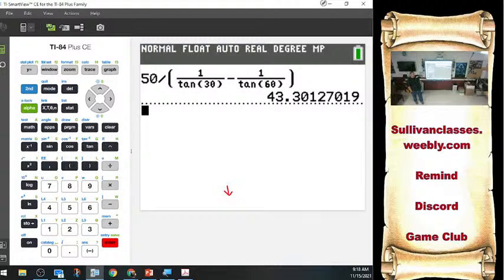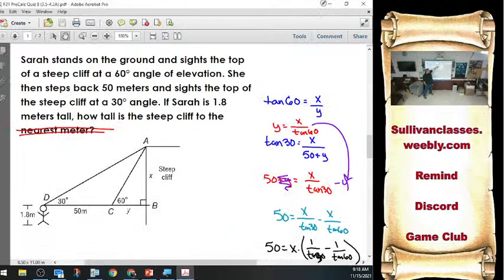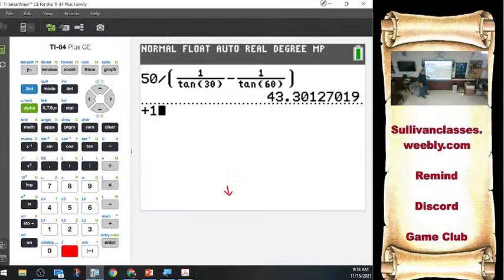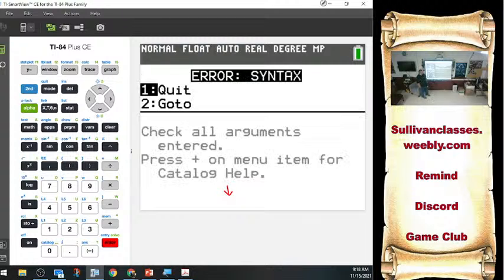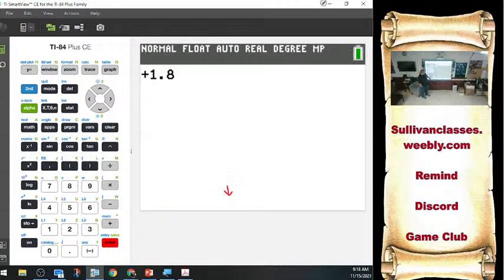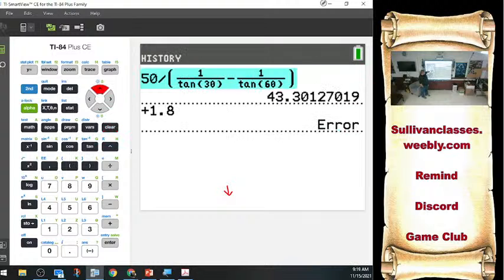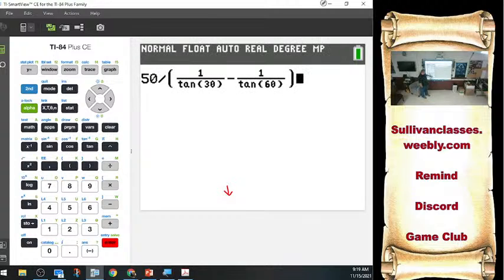No. You might have to find the length of the zip line from the cliff down to stick figure Sarah. Wait, so does her height have nothing to do with this? This is X. I just found X. Do I know how tall the cliff is yet? Now we add in stick figure Sarah as 1.8 meters. Excuse me? Oh, it just randomly decided not to have the answer. Okay, so that plus 1.8.